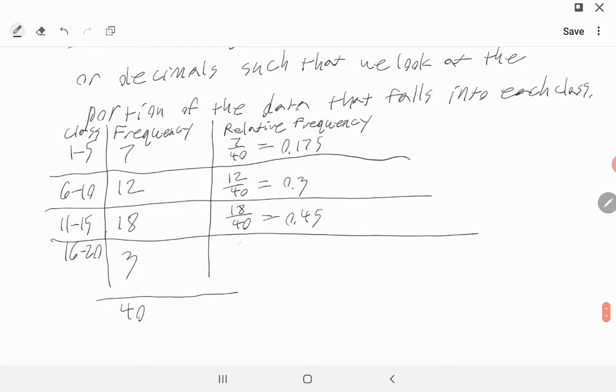And 3/40ths is going to be 1.5/20ths, which is 0.075. Let's make sure that actually worked out right. Yeah, we notice that those add up to obviously 40/40ths or 1. And if we ran that through our calculator, we would find 0.3 plus 0.45 gives us 0.75, 0.175 plus 0.075 gives us 0.25, so that we get 0.75 plus 0.25 is 1.